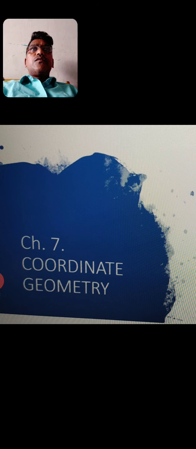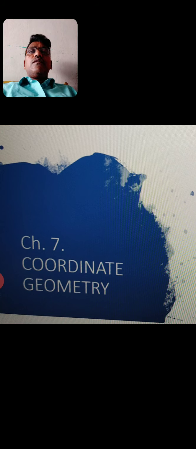In that one I introduced some graphical methods. They will be used here also. There is some relation between the third and 7th chapter. Clear to you? Here chapter 7 is coordinate geometry. Clear to you? Here coordinate means two axes.